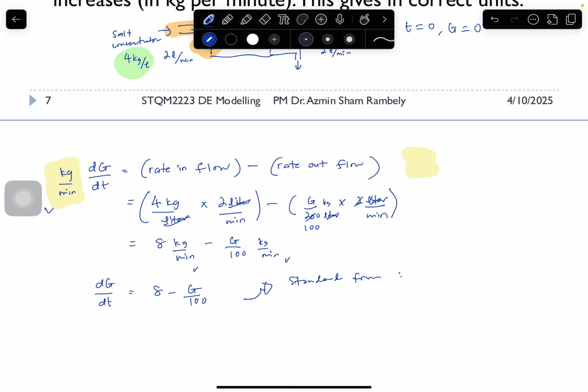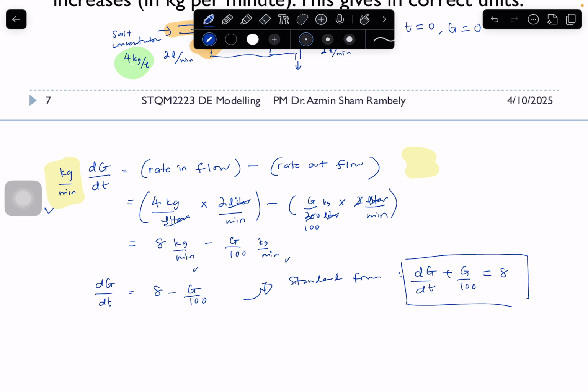So we have dG/dt plus whatever is involved with the variable we put on the left hand side. Whatever doesn't involve the variable, you let it stay on the right hand side. So G over 100 is equal to 8. Now you have a first order differential equation, linear, non-homogeneous.